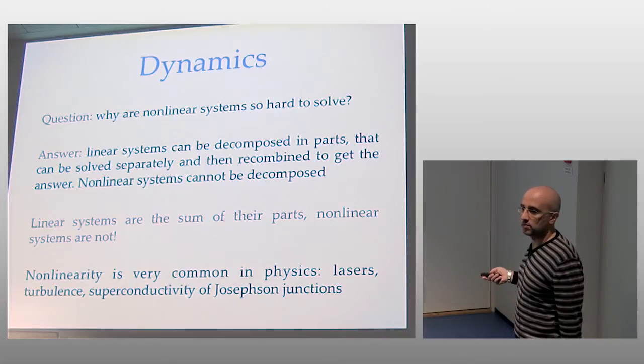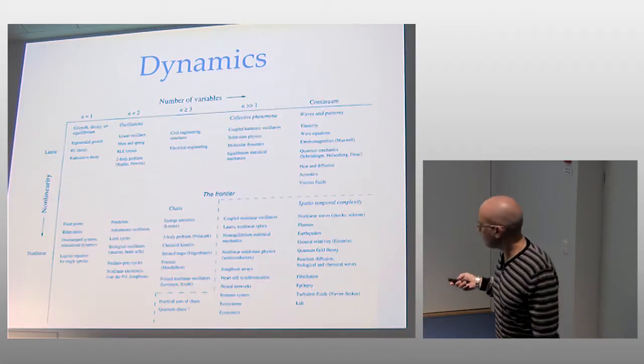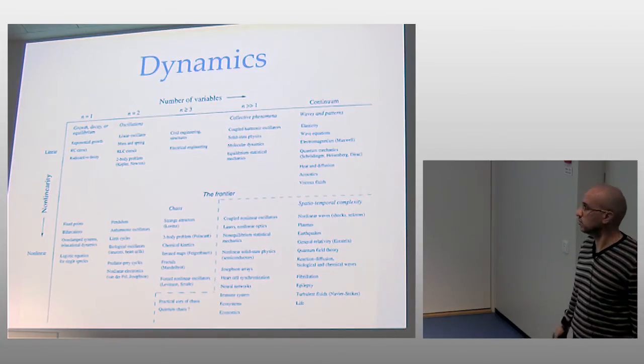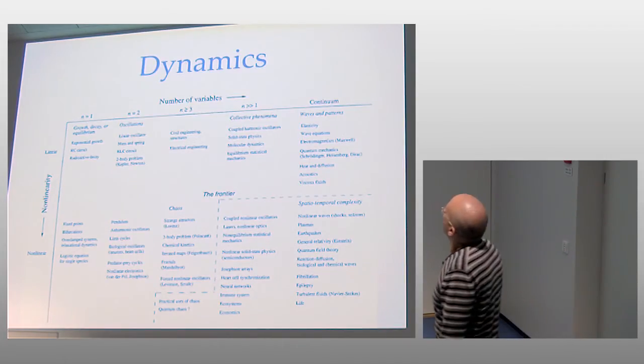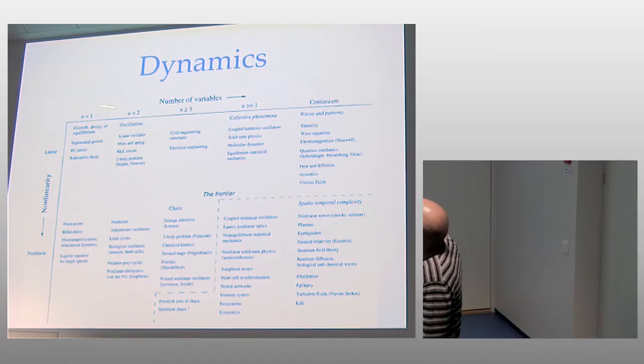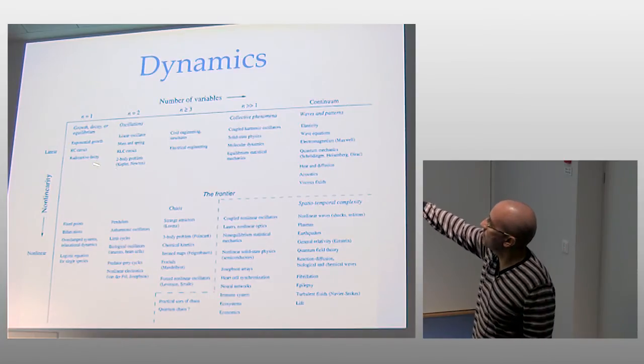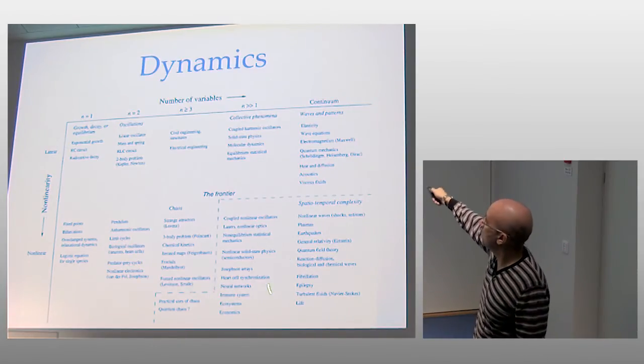So we need to face that, try to solve it. So this is basically the diagram that ends the first chapter of the book. On this axis, you see how many variables you have. On this axis, how nonlinear the system is. So here it means few variables, linear systems. Here means many variables, nonlinear system.